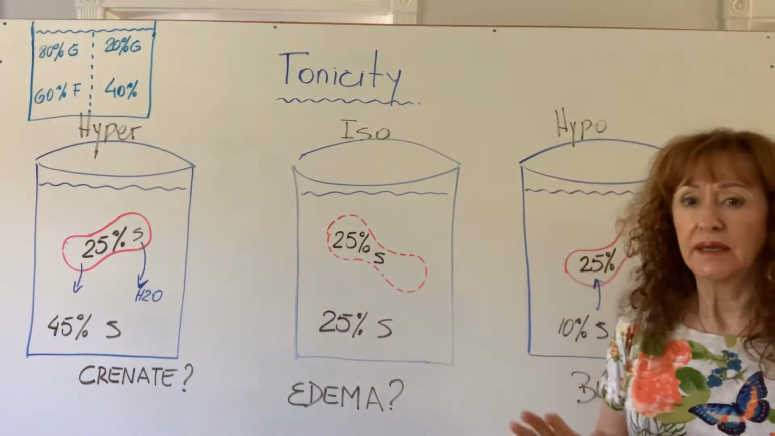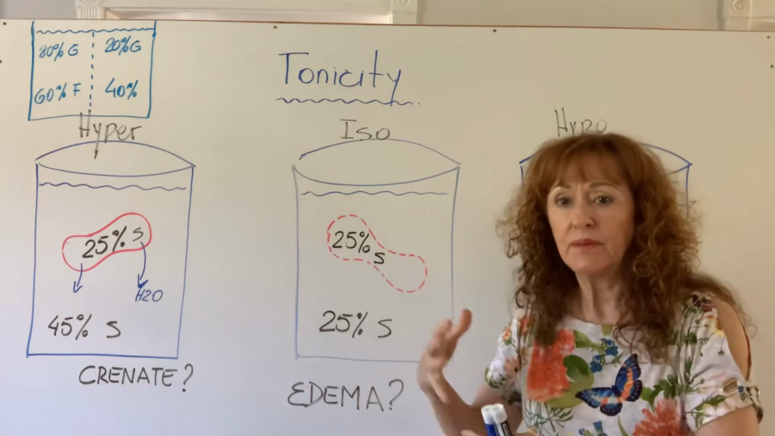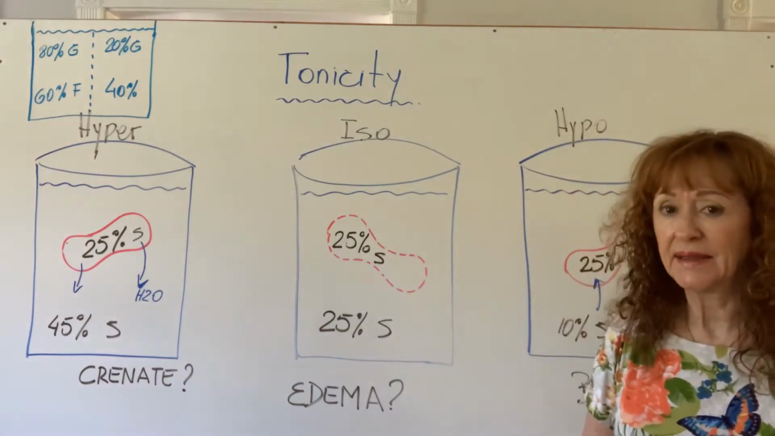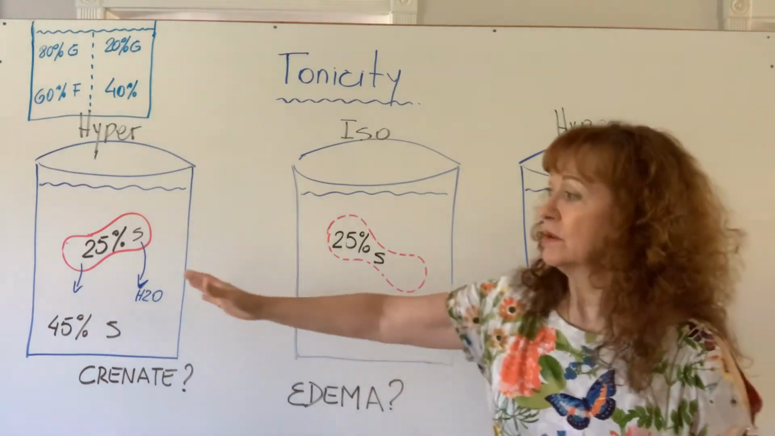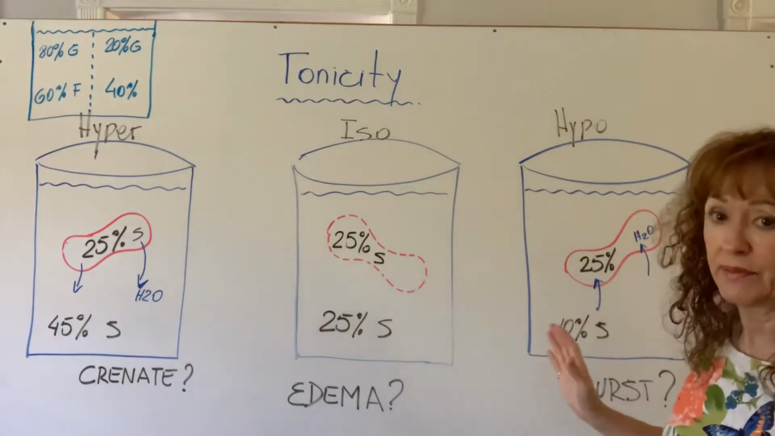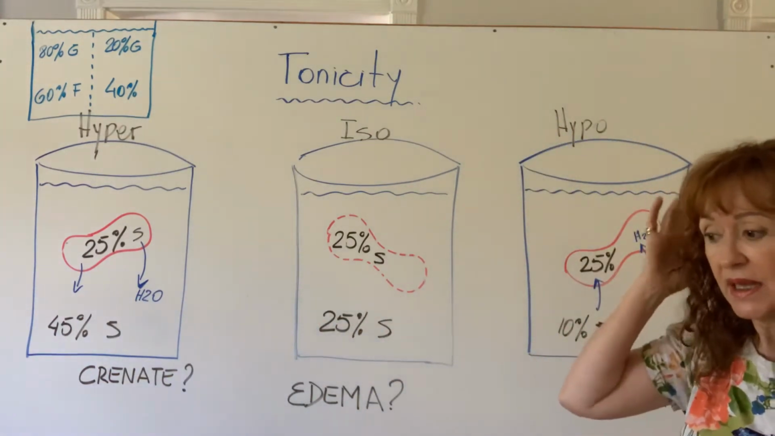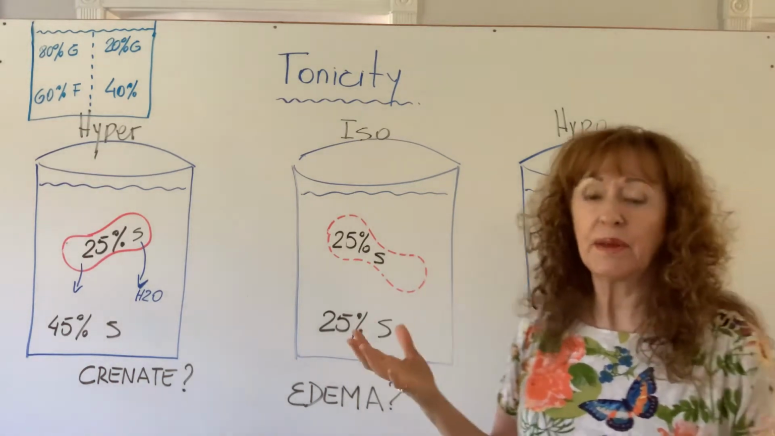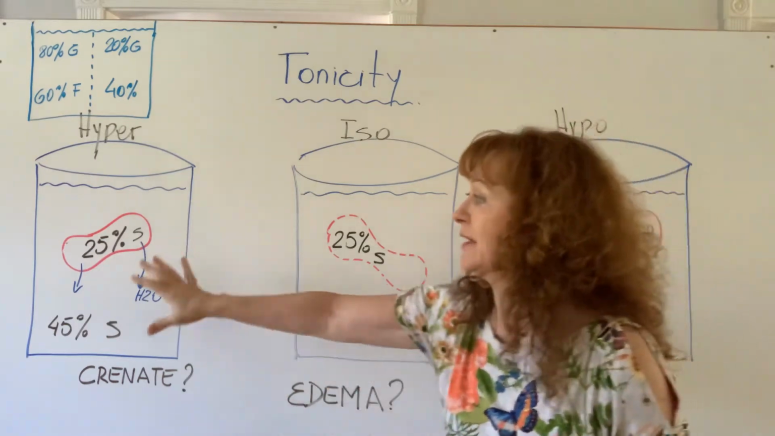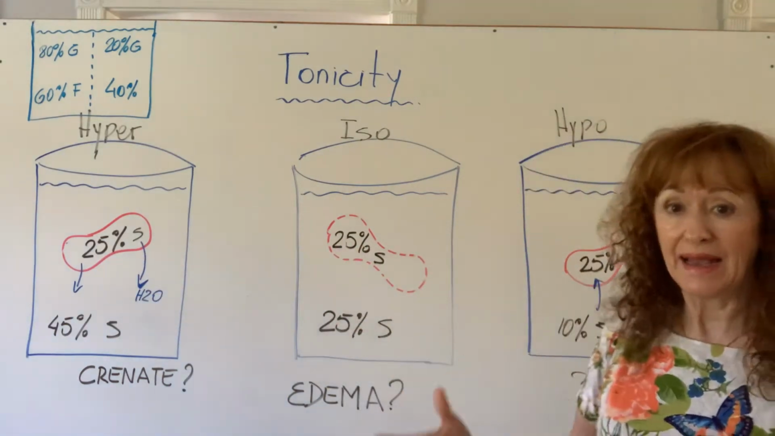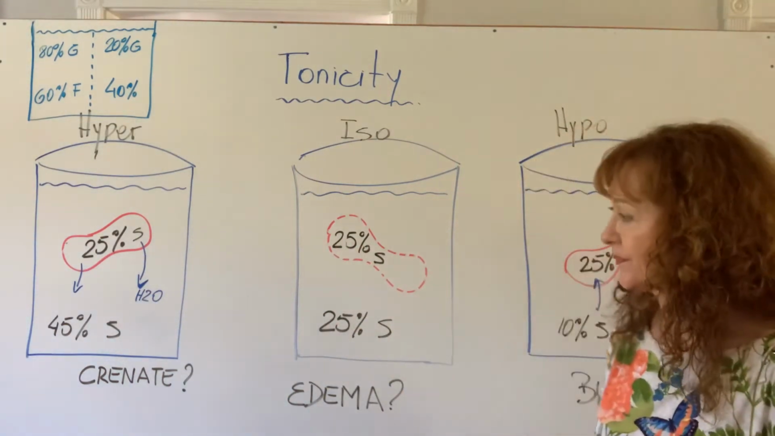I want to take the time to explain a little bit more about tonicity and the impact of tonicity in our physiology. Obviously, you have the representation of the three types of tonicity in these three beakers, but keep in mind that our body is not a beaker. However, these three scenarios can happen in our body as well.